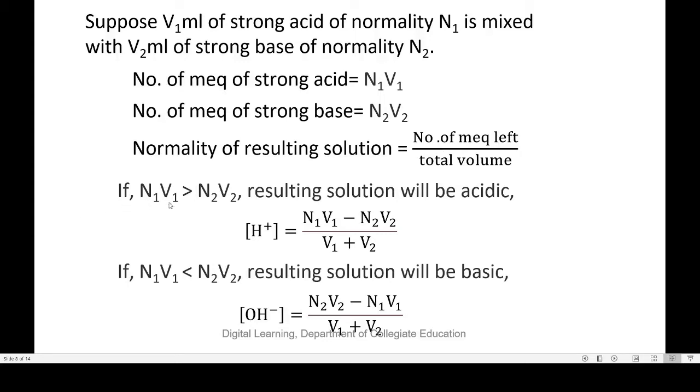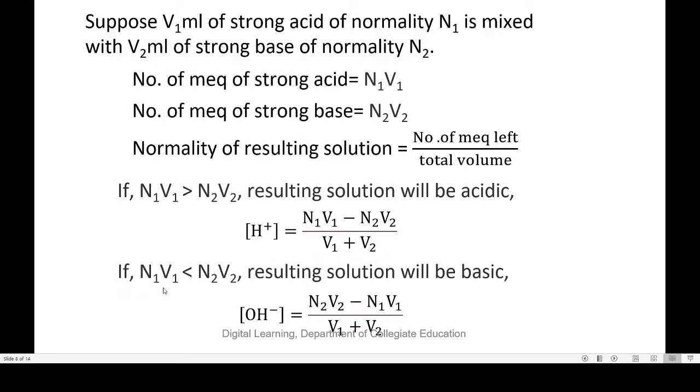Suppose the number of mass equivalents of strong acid is greater than that of base, the resulting solution will be acidic and the normality will be equal to the hydrogen ion concentration, which can be obtained by using the expression N1V1 minus N2V2 upon V1 plus V2.